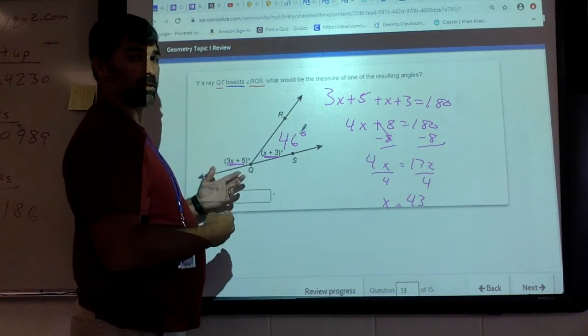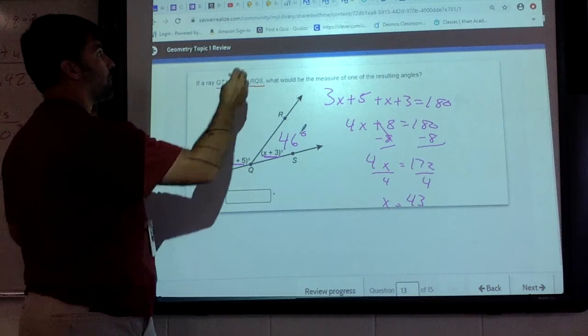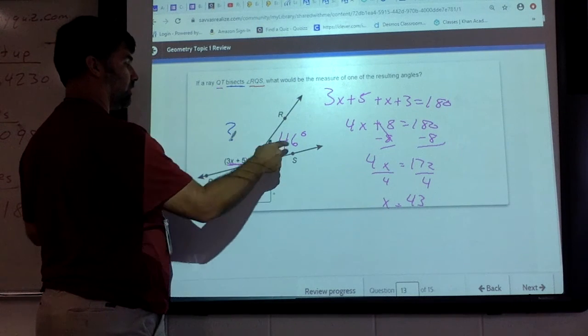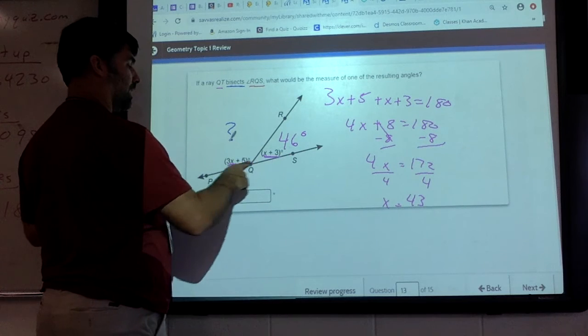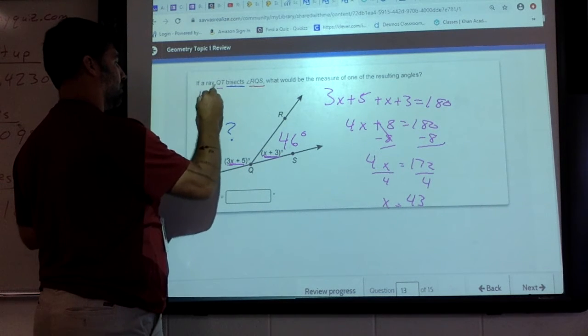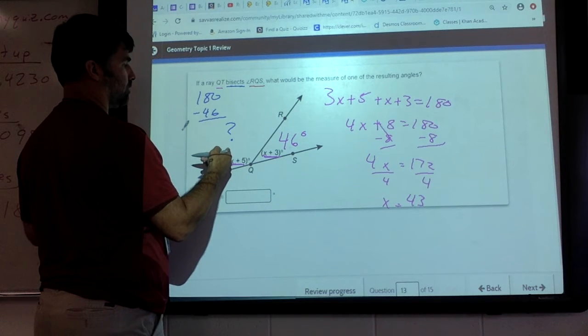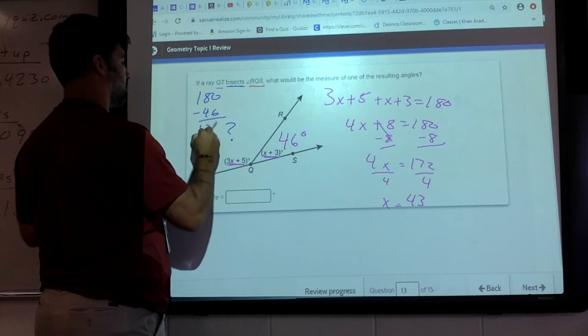Now, the next question after this, we can go ahead and answer this now, is what is this angle? Well, if that's 46, and I got a linear pair, it's 180 minus 46. This is actually the next question. Okay, so that's 134.